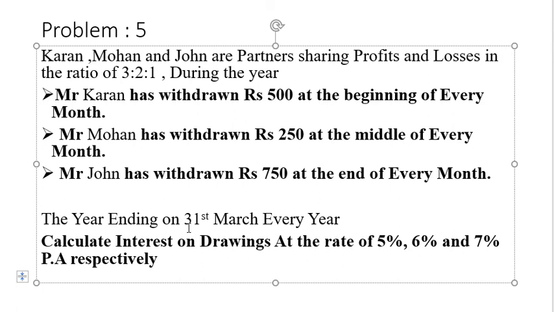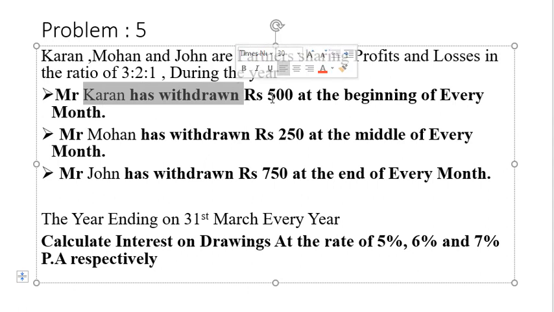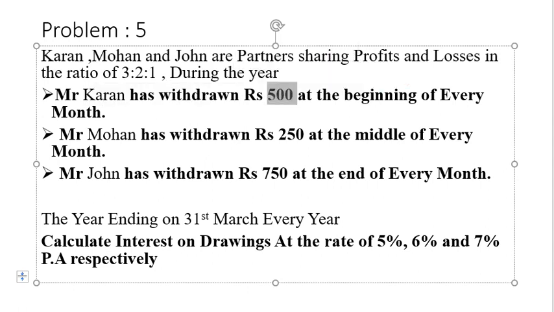Now the interest on drawings. So calculate interest on drawings at 5%, 6% and 7% per annum respectively. It means 5% for the first partner Karan and 6% for Mohan and 7% should charge for John. Now we will start with Karan. Karan is withdrawing how much? 500 at the beginning of every month.